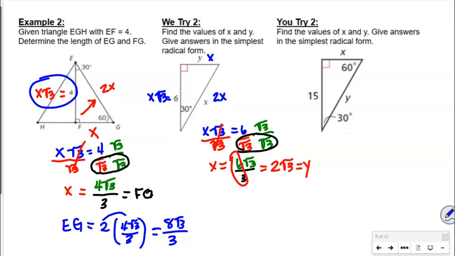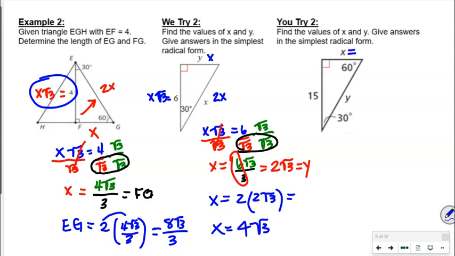Now we're going to find our x. And our x is just going to be 2 times what we just found, right? 2 times 2 square root of 3 is going to be equal to what? 4 square root of 3. And that's going to be our x. All right, pause the video here, please, and try to do the you try.